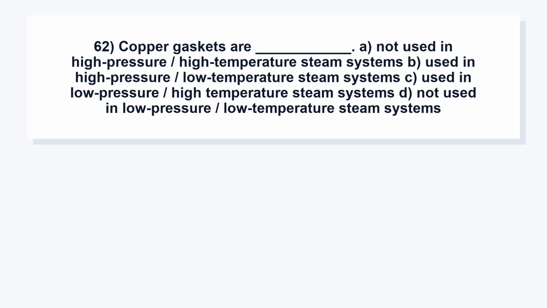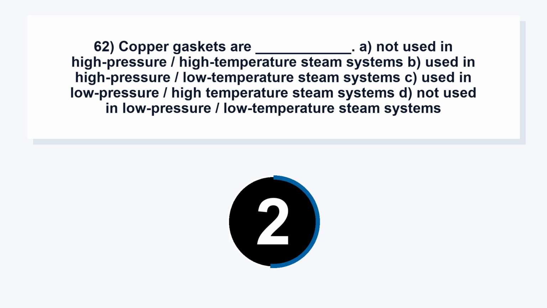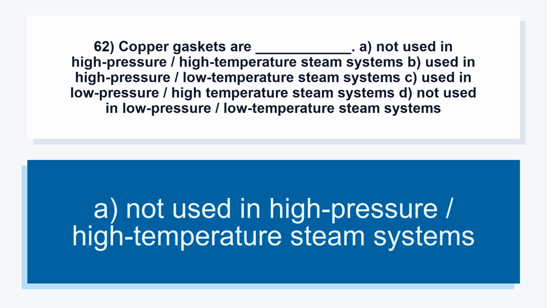62. Copper gaskets are ____. A. Not used in high pressure / high temperature steam systems. B. Used in high pressure / low temperature steam systems. C. Used in low pressure / high temperature steam systems. D. Not used in low pressure / low temperature steam systems. A. Not used in high pressure / high temperature steam systems.